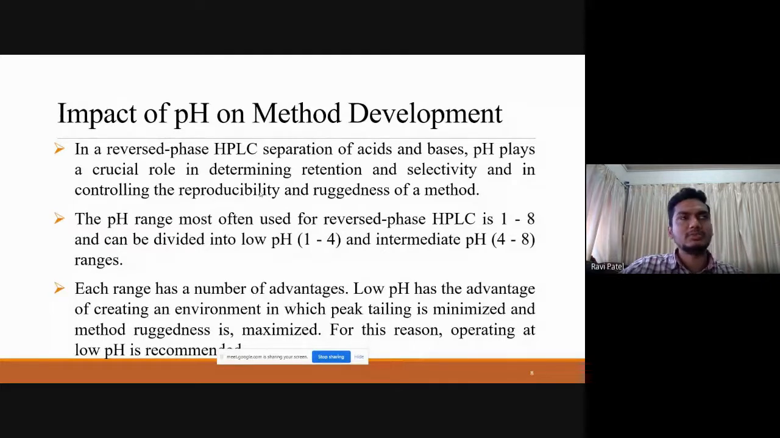In reverse phase HPLC, we generally prefer a pH on the lower, acidic side, 1 to 4 or below 4. At a lower pH, we generally get reproducible results and eliminate issues like tailing and broadening.